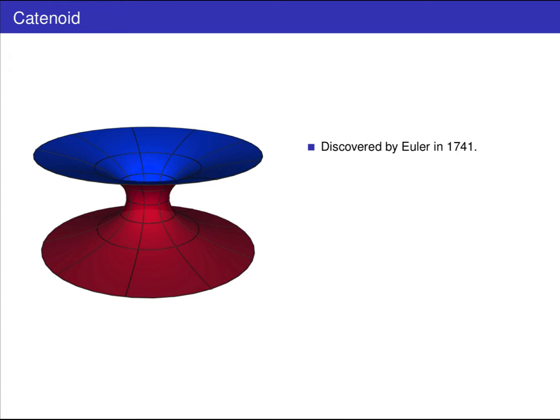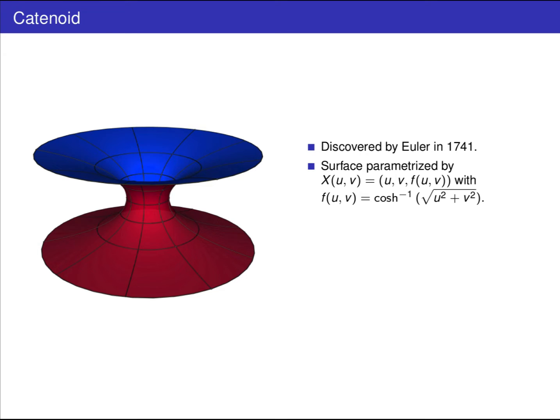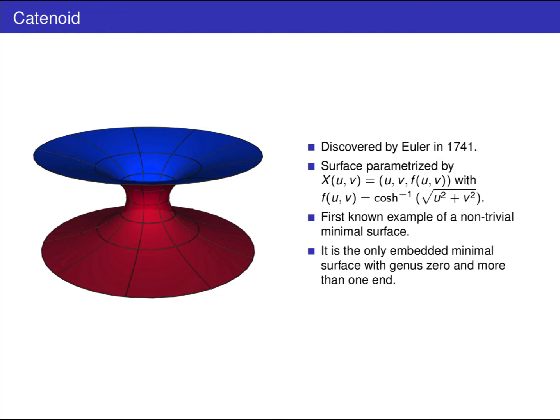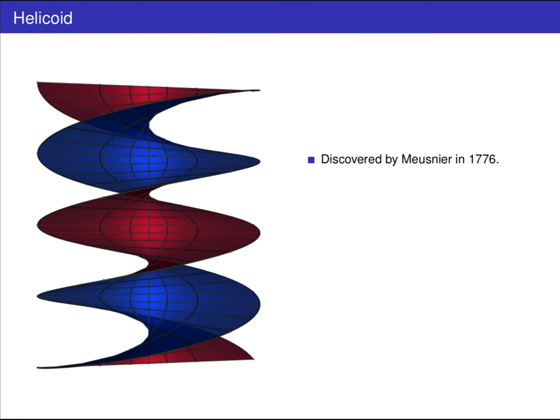One of the first known examples of a minimal surface is the catenoid, discovered by Euler in 1741. The top half is parameterized as a graph over the plane with the third coordinate given by the inverse hyperbolic cosine of the square root of u squared plus v squared. It's the first known example of a non-trivial minimal surface. It is the only embedded minimal surface with genus 0 and more than one end.